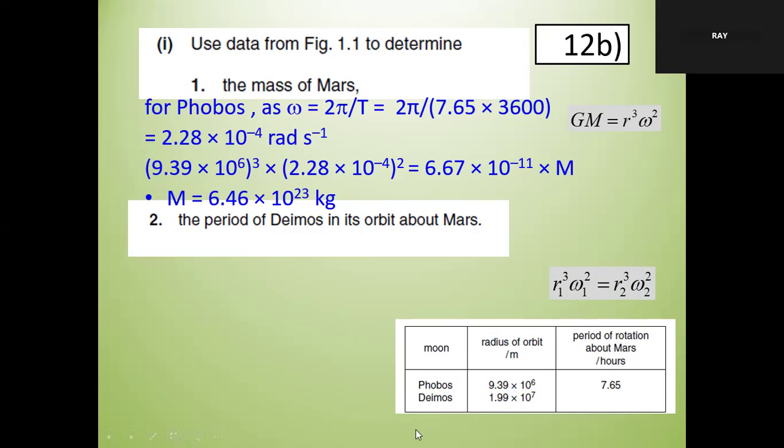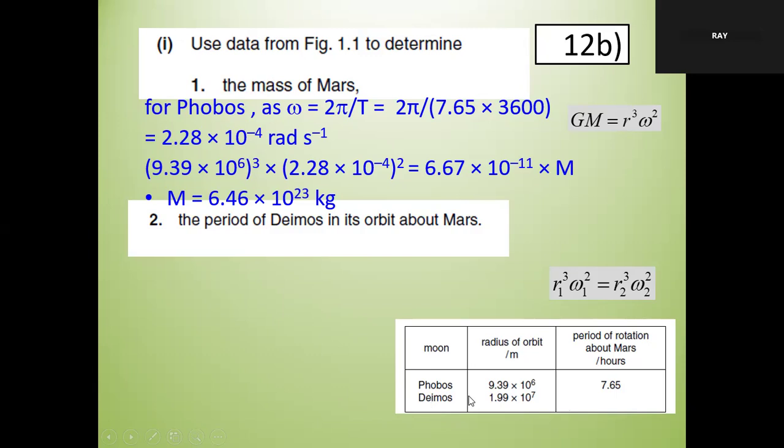They have two moons, no? They told you the planet they use is Mars, which has two moons. So they want you to calculate the period of the other moon. Deimos, they give you the period of one moon. Okay, there's a reason why they give you the two moons. And then they want you to use this formula to calculate the period of Deimos.